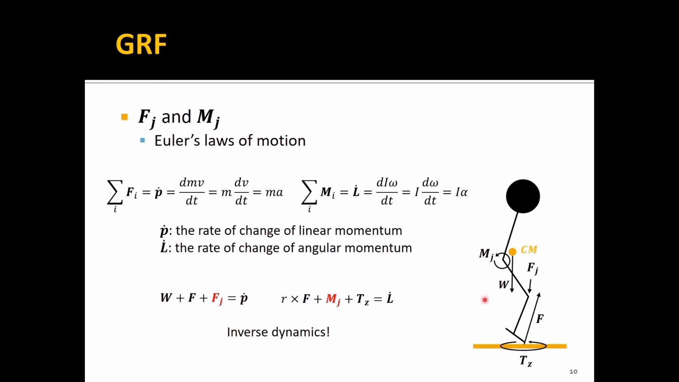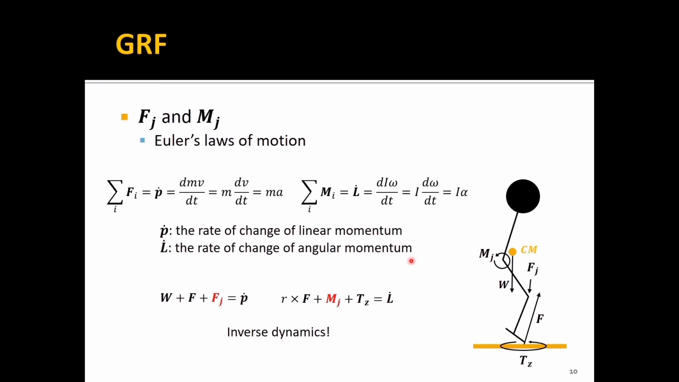And then based on this free body diagram here, the sum of the forces acting on the body are W, so body weight, and then vertical ground-reaction force and net joint force. And this is equal to P prime according to Euler's laws of motion. And based on again this free body diagram, the sum of all the moments acting on this system are R cross F, which is the moment produced by the ground-reaction force, and then Mj, the net joint moment, then Tg, a twist moment. This is equal to L prime, the rate of change of angular momentum.